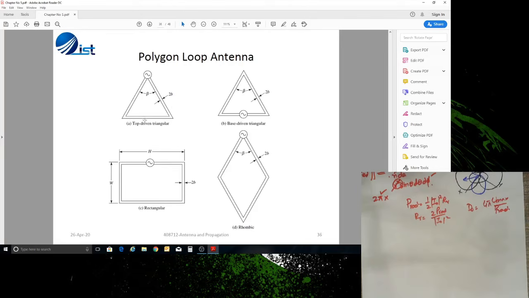So these are the different shapes of polygon loop antennas. This is a triangular loop antenna. We can see this is an isosceles triangle, and this is a top driven triangular loop. Here the source feeds it from the top, and the design parameters are this beta and this thickness 2b.